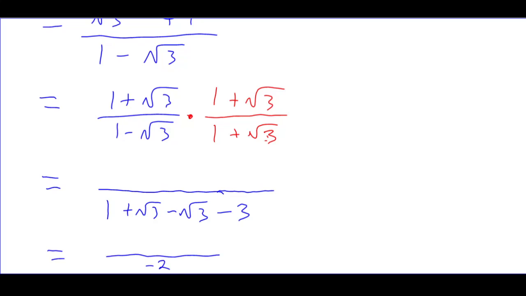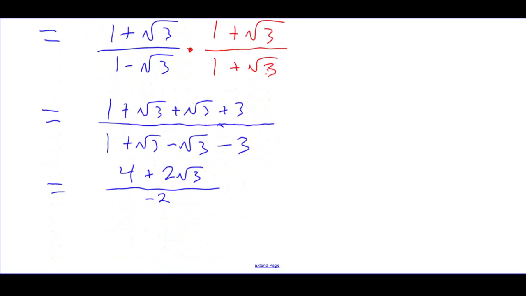If I go back up and look at the numerator, 1 times 1 is 1. I get a plus root 3, another plus root 3, and then of course root 3 times root 3 is 3. So in the numerator I get 4, and a root 3 plus a root 3 is 2 root 3. Final step in this one, I don't like the negative sign down here, plus everything is divisible by 2, so I get negative 2 take away root 3 for a final answer.